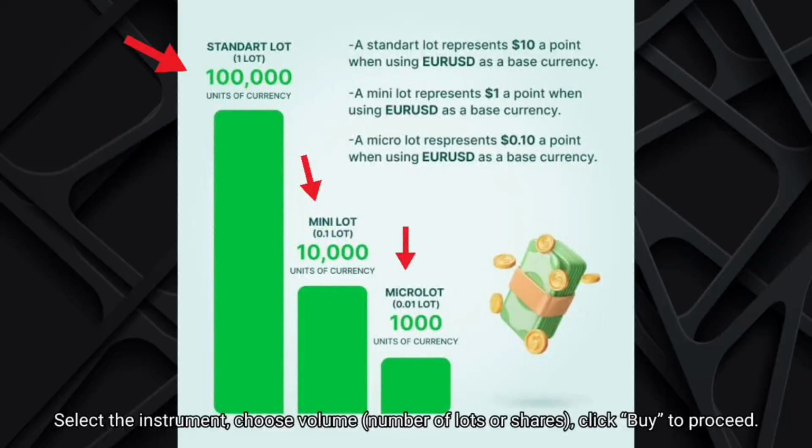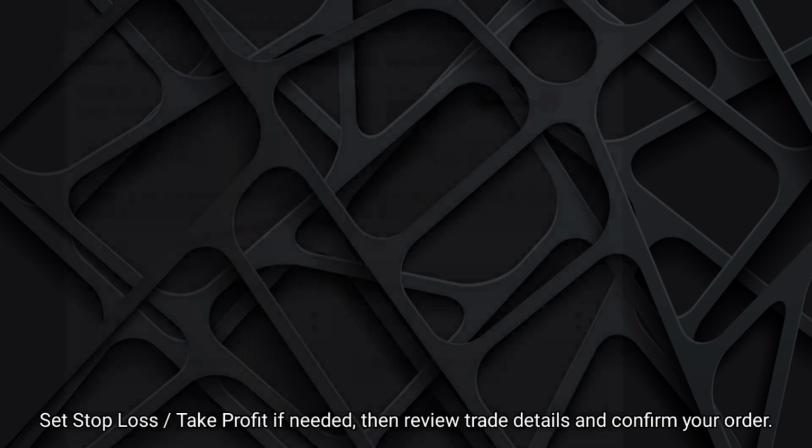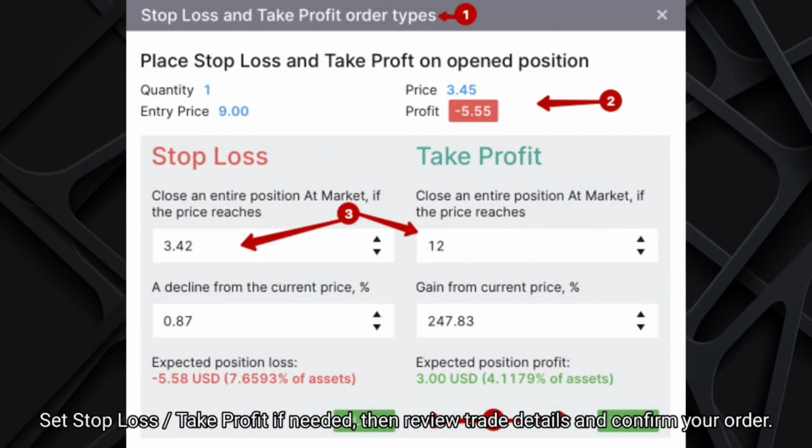Select the instrument, choose the volume, the number of lots or shares, and click Buy to proceed. Set a stop loss and take profit if needed, then review the trade details and confirm your order.